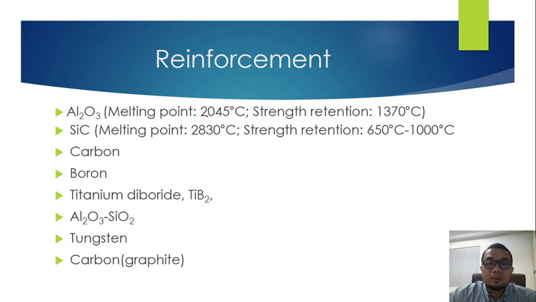Okay. So for the reinforcement, alumina melting point is 2045 degrees C. Strength retention is about 1370 degrees C. SiC, silicon carbide, melting point is about 2830 degrees C. Strength retention is 650 degrees C to 1000 degrees C. Others are carbon, boron, titanium diboride, alumina, silica, tungsten, carbon or graphite. These are the types of reinforcement that can be used in the MMC.